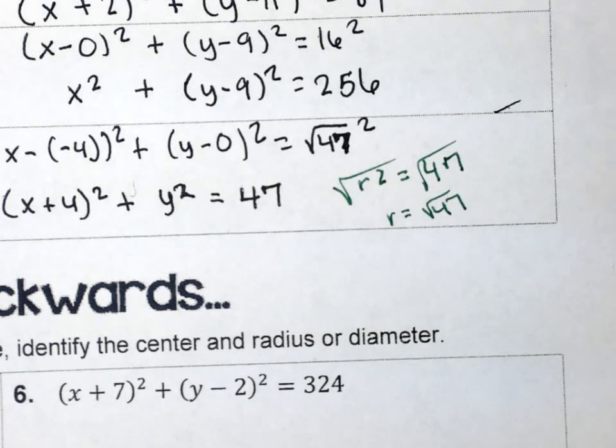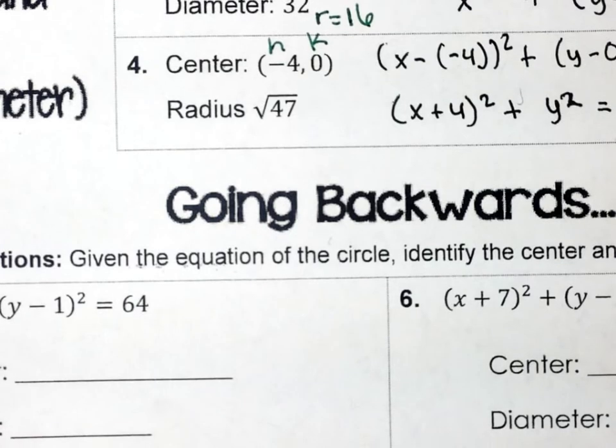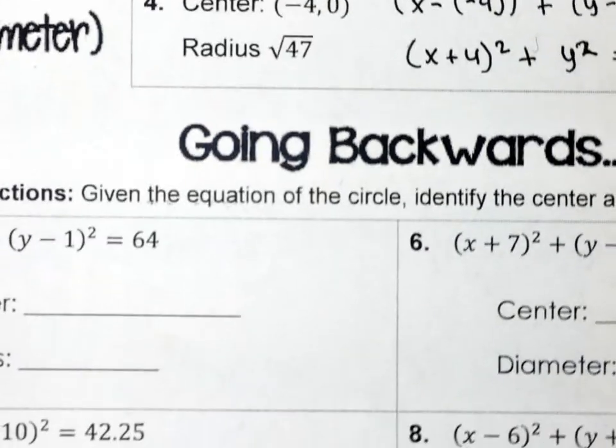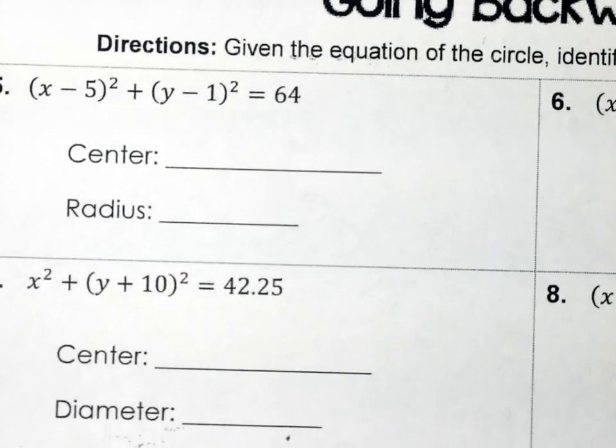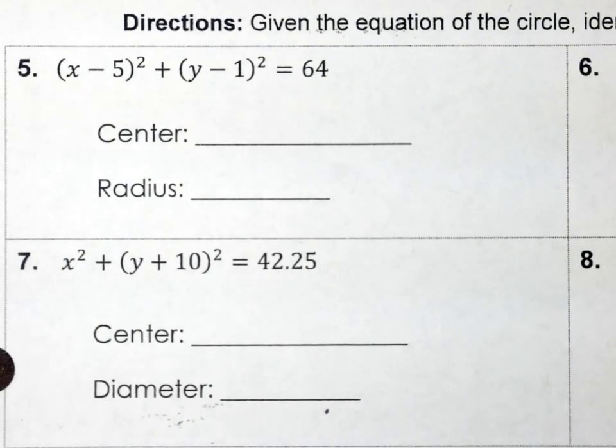That should not confuse y'all. Y'all should be good with that. Alright, so that's writing the equation. Let's go backwards. Let's start this thing off right. Number 5. Give me my center and my radius by looking at that equation.